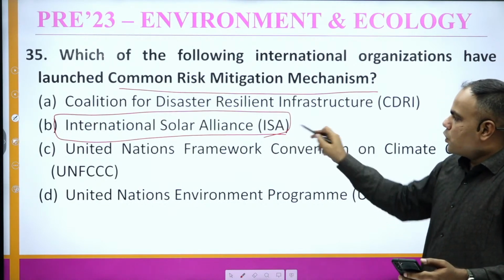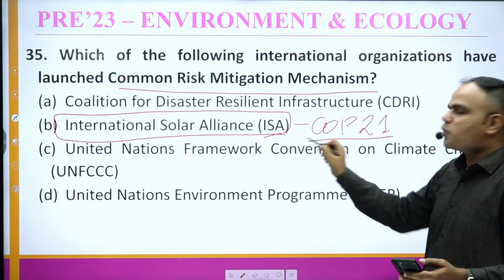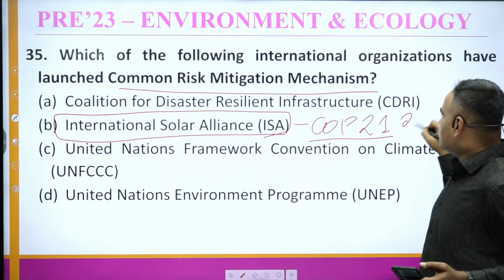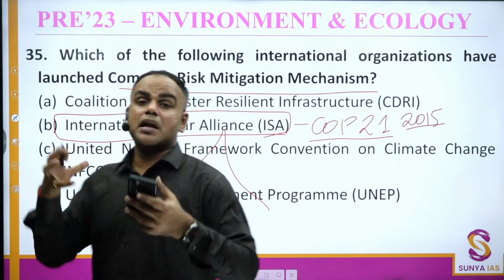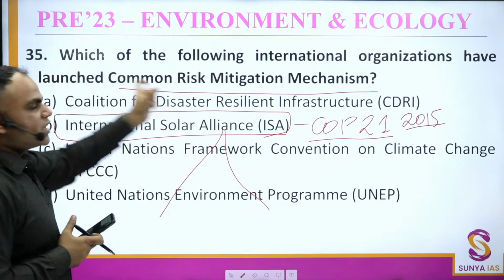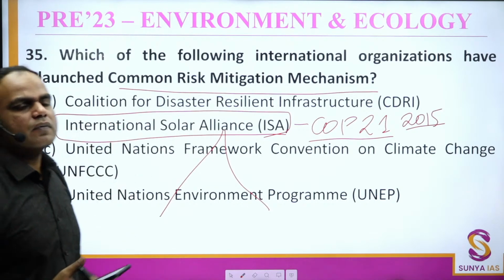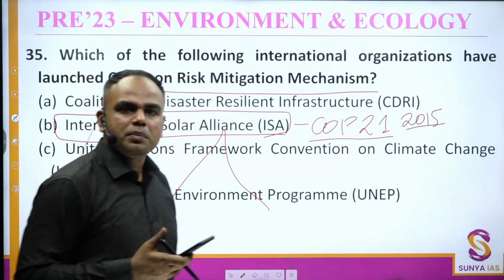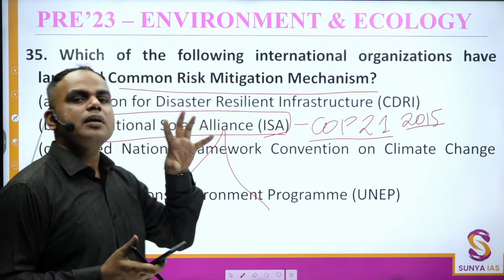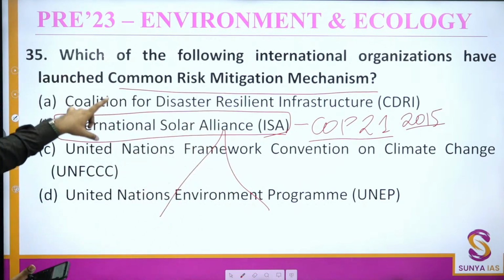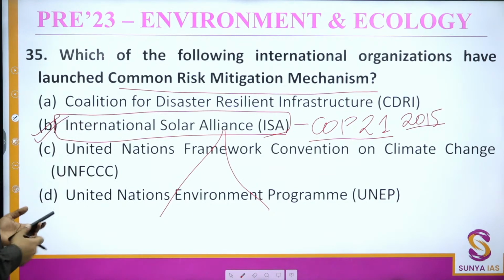Of course, the International Solar Alliance was formed at COP21. What is COP21? The Paris Climate Deal, which happened in 2015. India and France came together and formed this International Solar Alliance. Now, this common risk mitigation mechanism basically talks about how the risk can be mitigated when there are investments in solar projects, giving of solar loans, etc., so that other vulnerable countries can also be beneficiaries of this. So this is the International Solar Alliance, question 35.